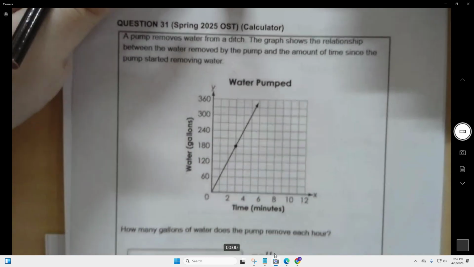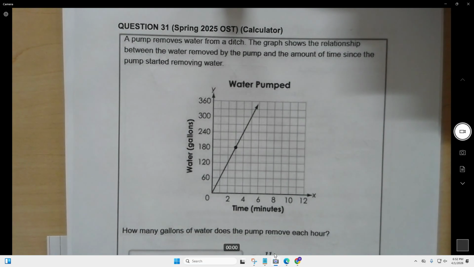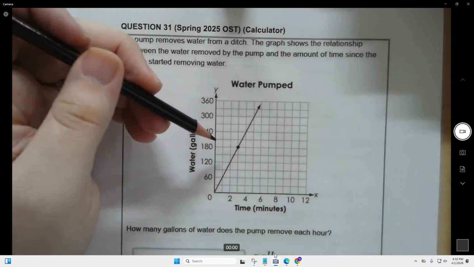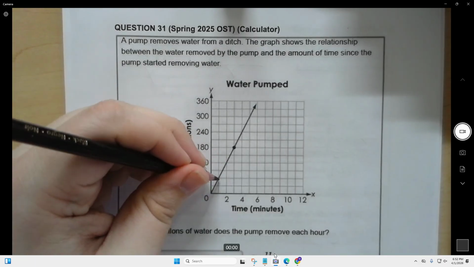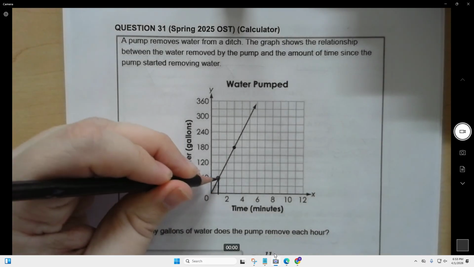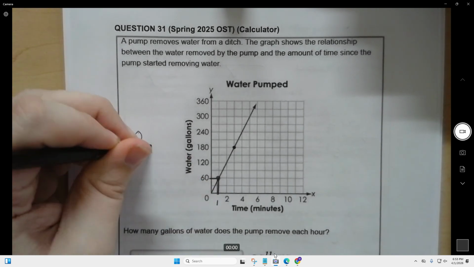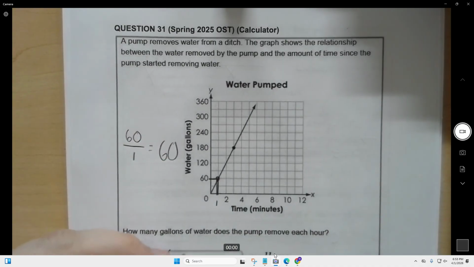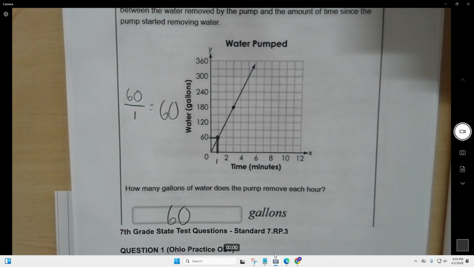Last one. A pump removes water from a ditch. The graph shows a relationship between the water removed by the pump and the amount of time since the pump started removing the water. How many gallons of water does the pump remove per hour? You're not going to believe this. We're going to use this with the constant of proportionality. We're going to pick a point on here. I like the one where the time is 1 because it's easy to divide by 1. Your Y, 60, divided by your X, which is 1, equals 60. It removes 60 gallons per hour. And that, thankfully, is it.